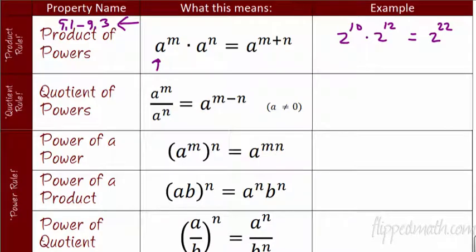It works the same way for variables as well. So if you have x to the 7th and you multiply it times x to the 5th, you have 7 x's, and then you're multiplying by 5 x's. If you put them all together, that's going to equal 12 x's. So the rule is you just add them.